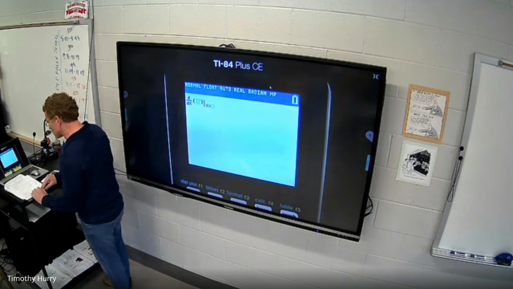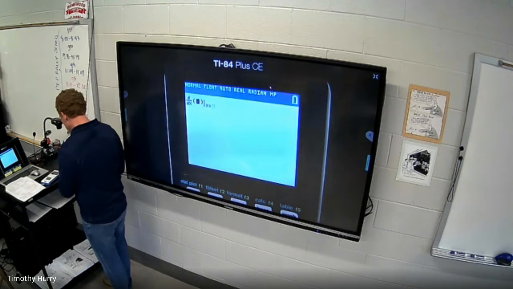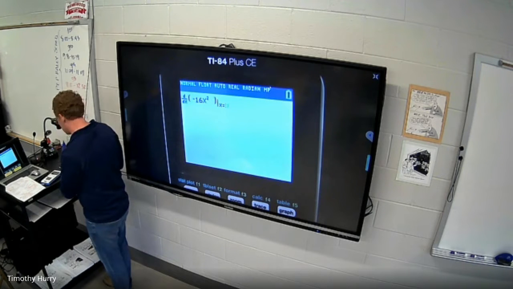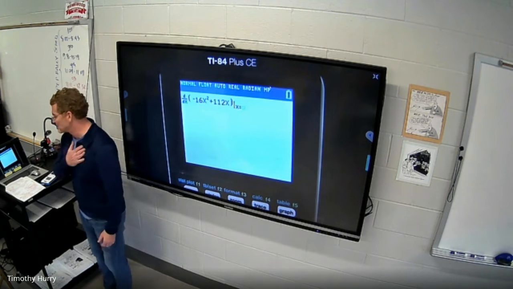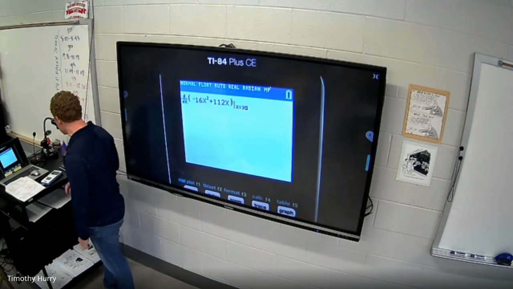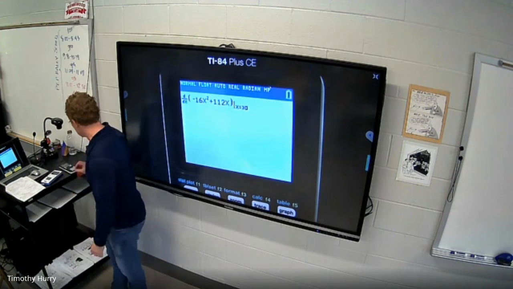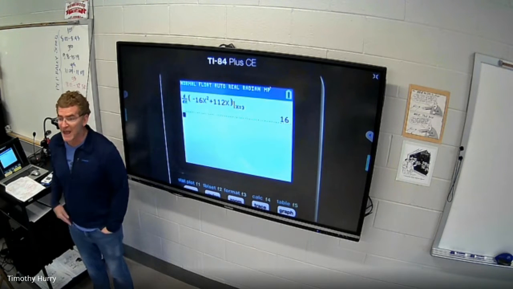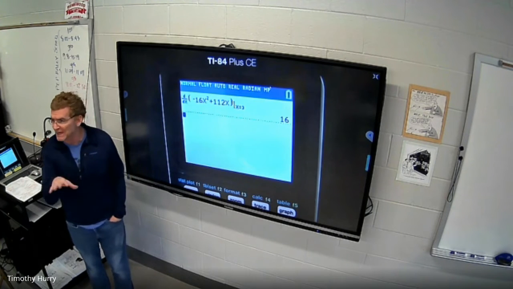And my position equation is, what was it again? Negative 16x squared plus 112x. And I'm going to come down there, and I wanted the velocity at 3. So I plug a 3 in there, and it takes the derivative at 3 for me and just spits out the 16 that I wanted. Okay?